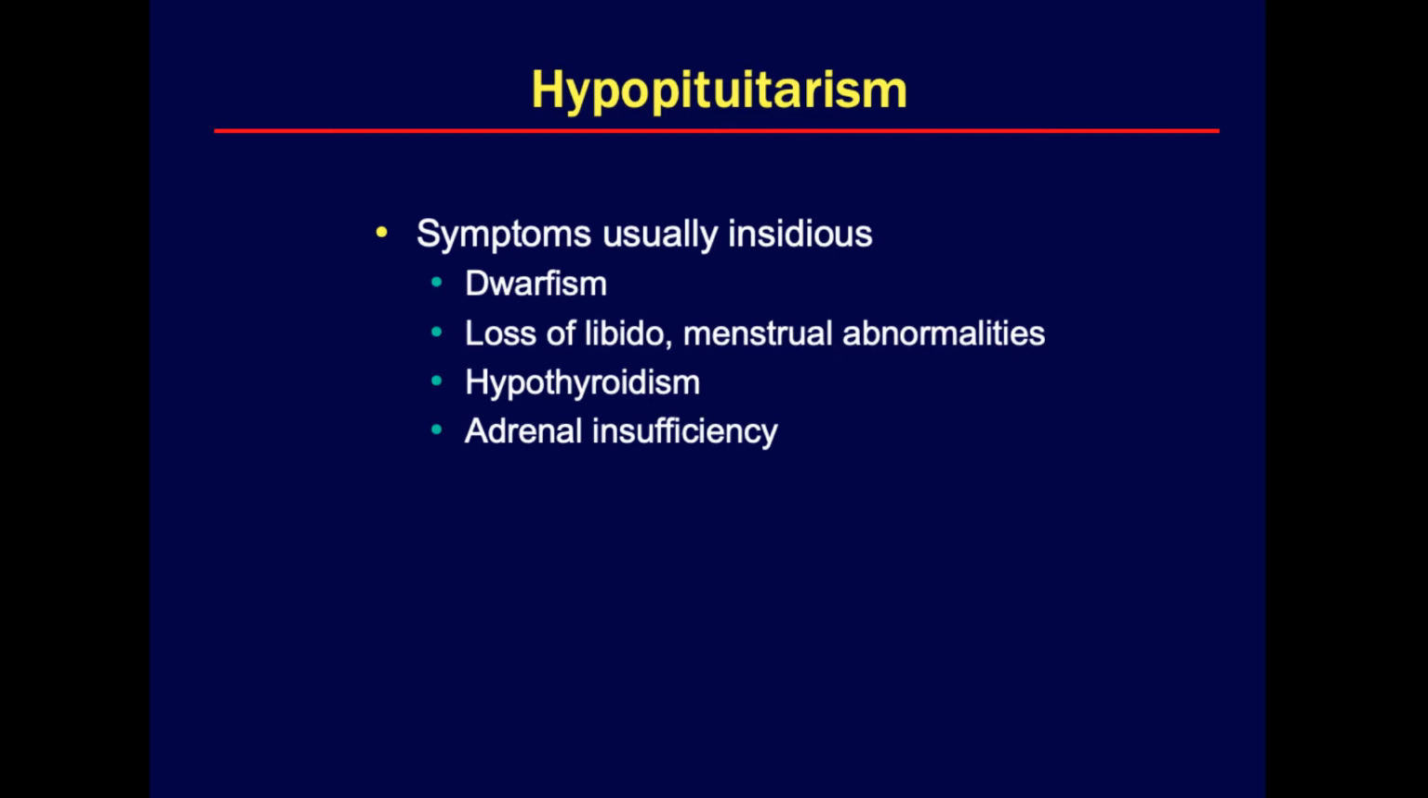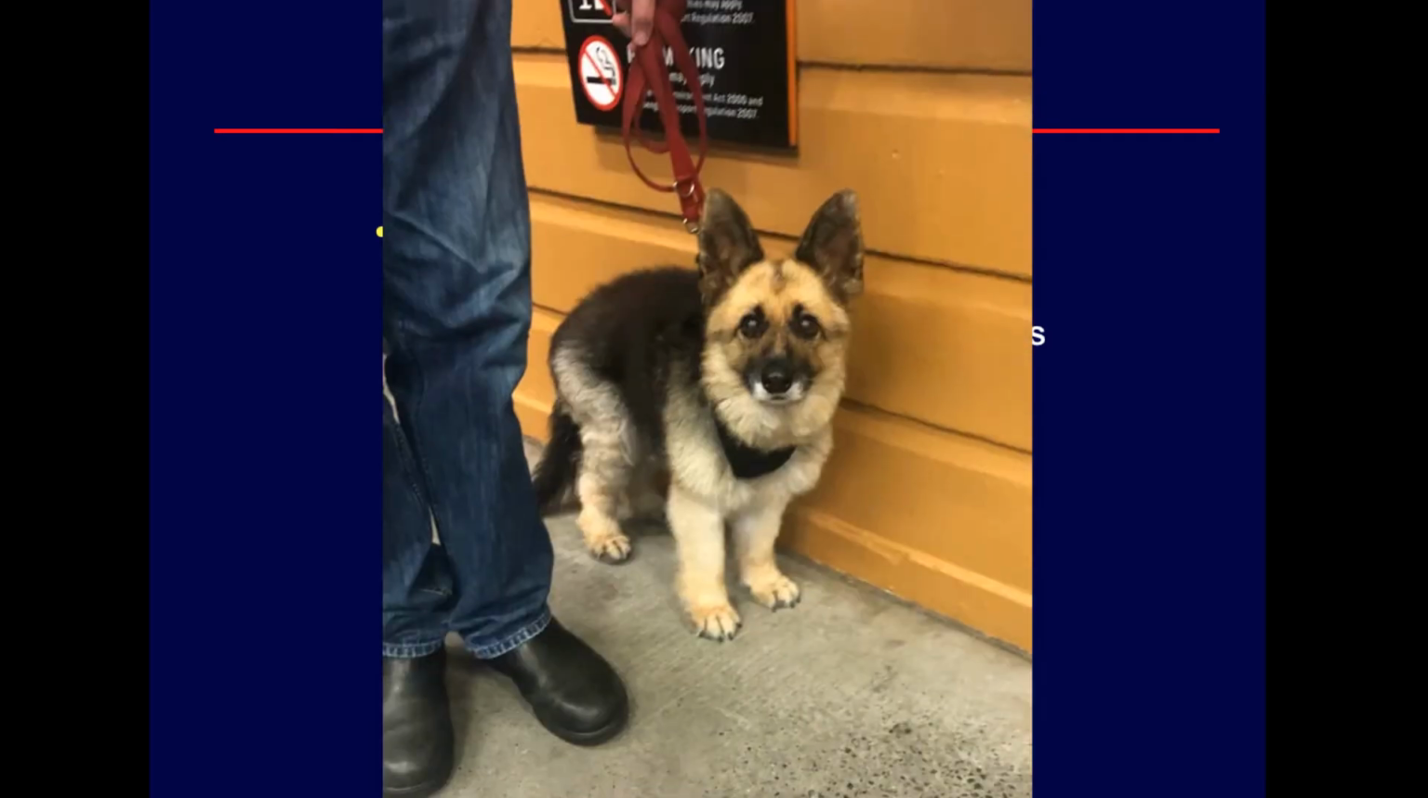Symptoms usually are insidious. They happen slowly. You may have, for instance, dwarfism, loss of libido, menstrual abnormalities in females, hypothyroidism, adrenal insufficiencies. And these things can even happen in animals.